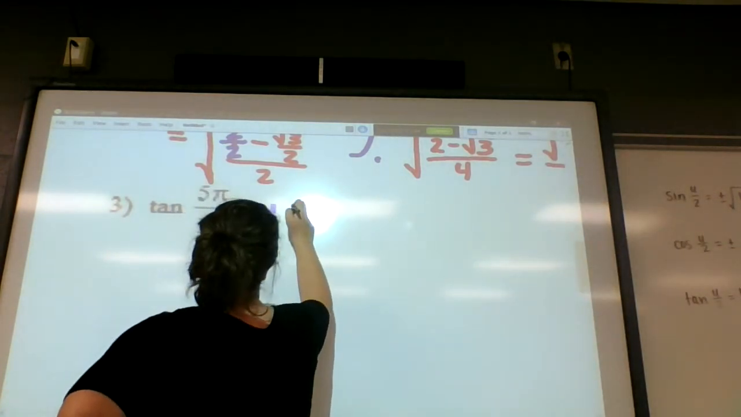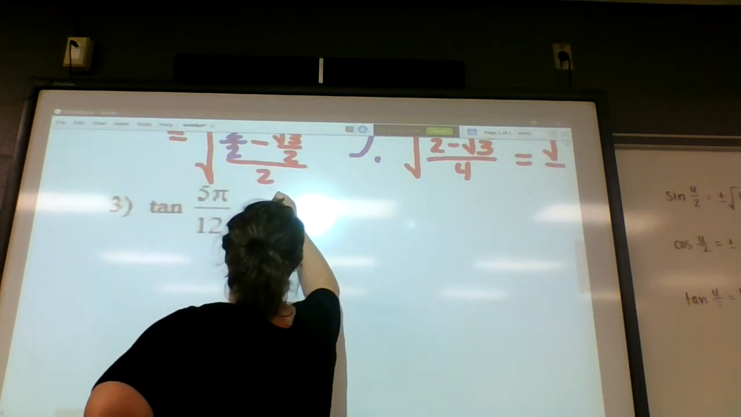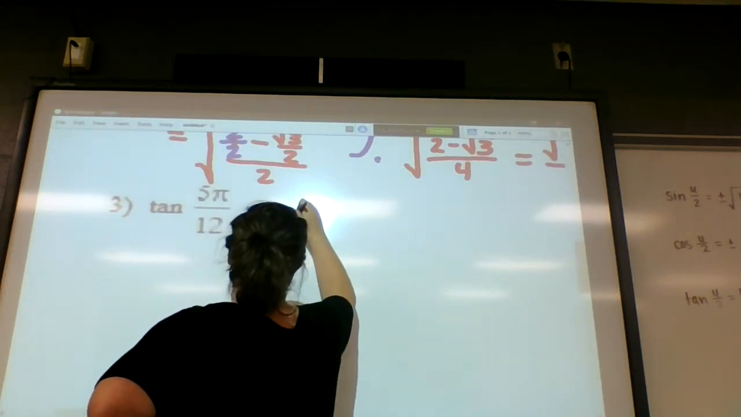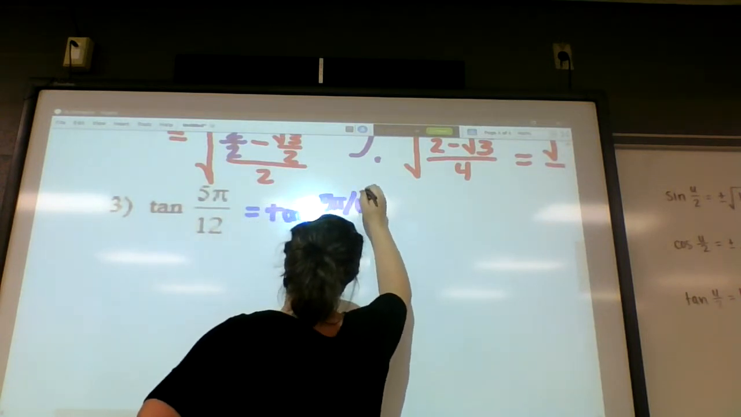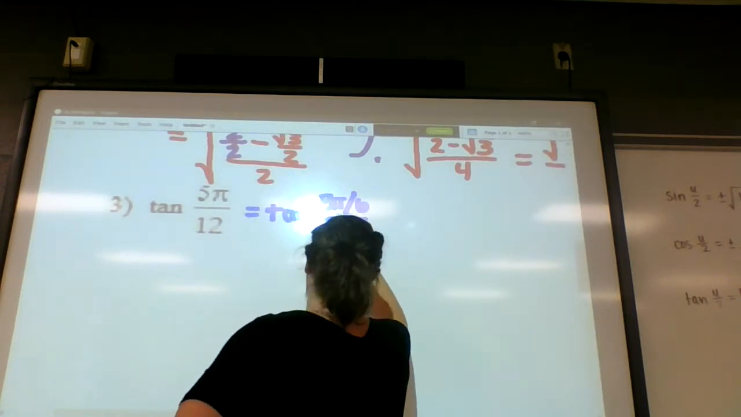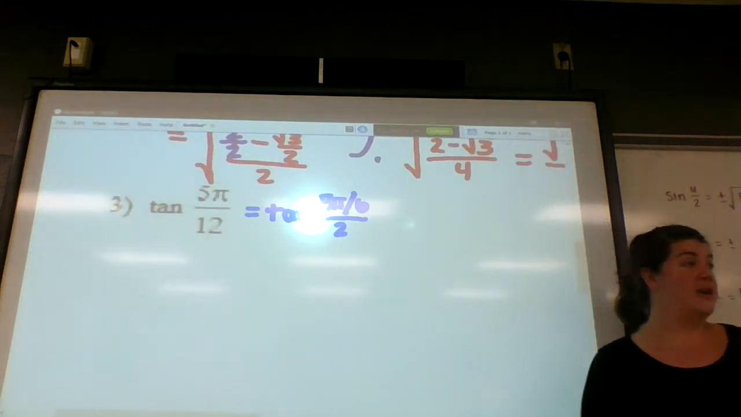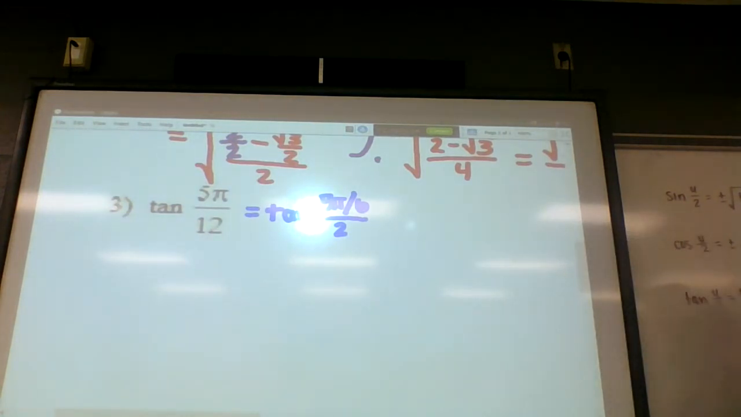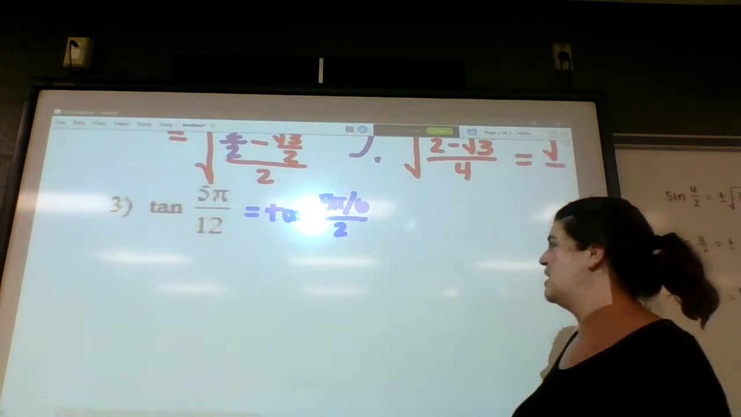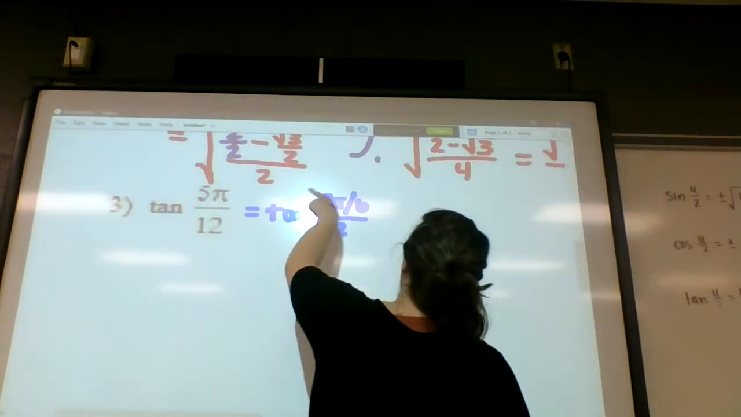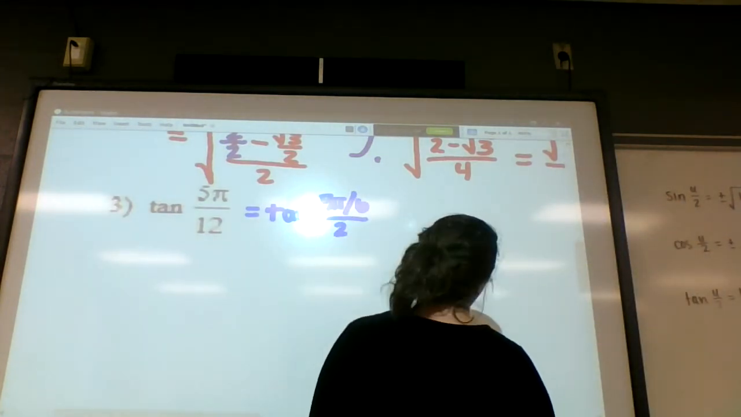5 pi over 6 got cut in half because 5 pi over 6 means that you have 5 of the sixths, right? And if you take 6 and cut them in half, you'll end up with 12, right? If you have 6 pieces of pizza and you cut them in half, you'll end up with 12. So essentially, you can just take that denominator and times it by 2, and that'll work every time. So tangent of 5 pi over 6 all over 2.